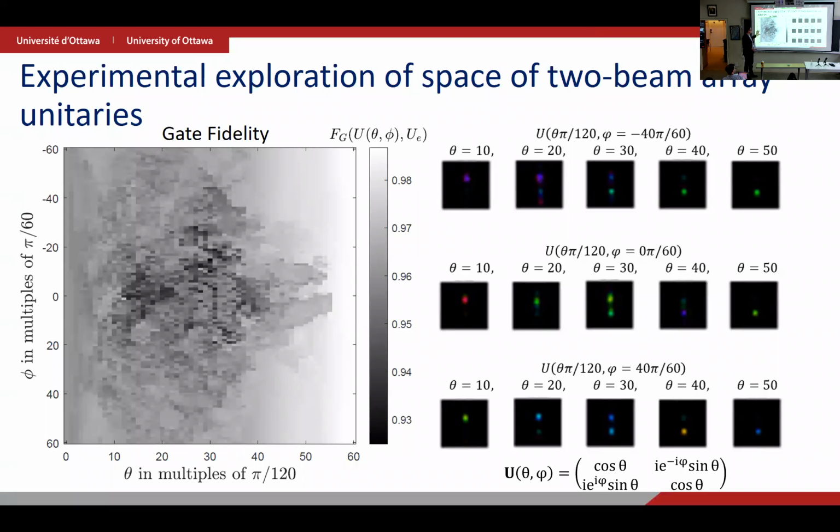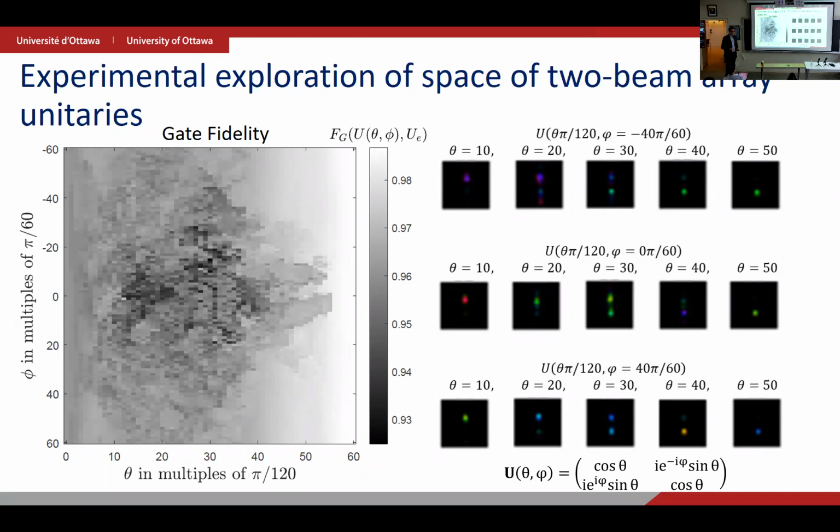And so this is our plot. Just keep in mind that this scale of the gate fidelity goes from perfect to like 90.93. So even though there's some black there, all of this is pretty good. So it seems to work pretty well for this two beam case. And now we'd like to push it up to more beams and then potentially put in quantum states.